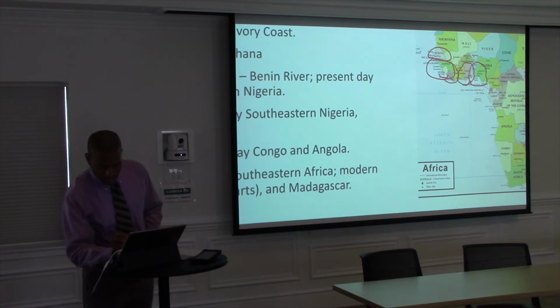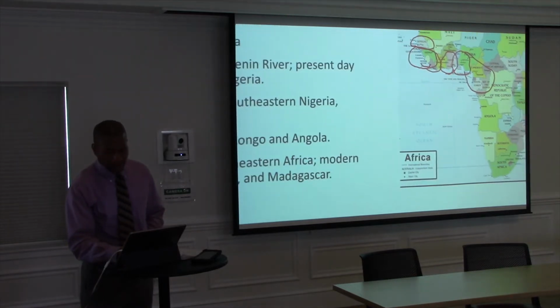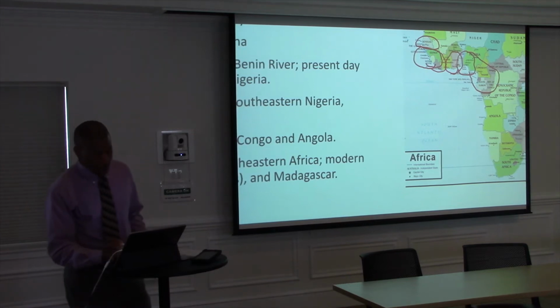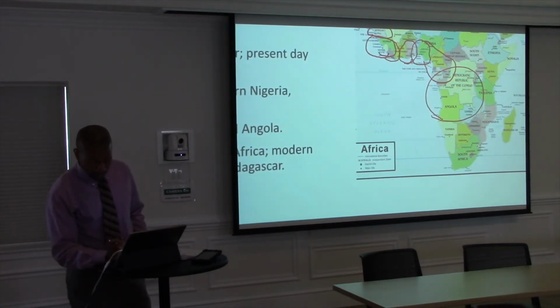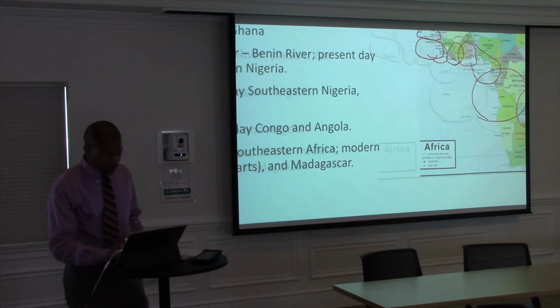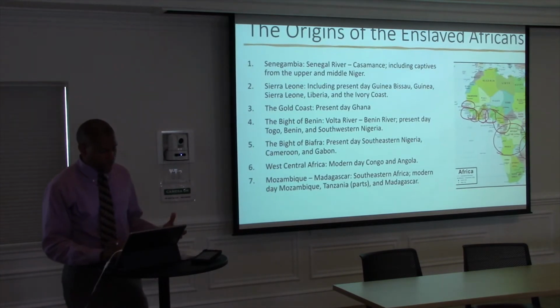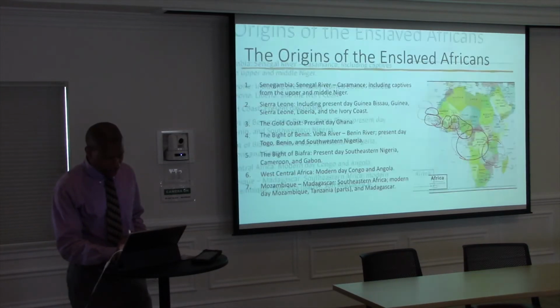You have the Bight of Biafra, which will then include these areas. You have what we would call West Central Africa, which would really be this area, Congo and Angola, and you even have Mozambique, Madagascar, and parts of Tanzania, a very small percentage. Right? So these are your 7 areas that contribute to the enslaved population of North America. And of course, you have to put contribute in air quotes because, of course, they did not choose to contribute, right?